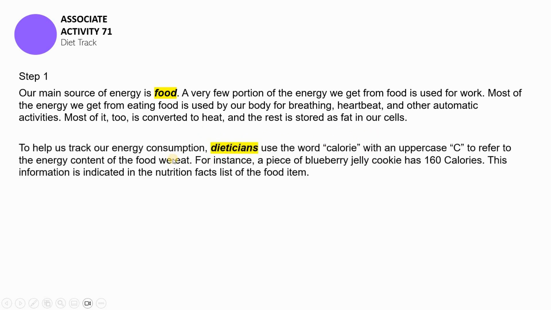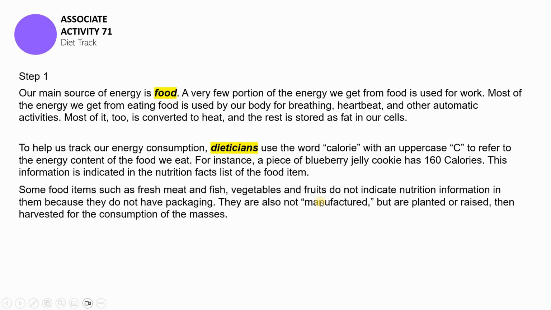To help us track our energy consumption, there are professionals called dietitians who use the word Calorie with an uppercase C to refer to the energy content of the food that we eat. For instance, a piece of blueberry jelly cookie has 160 Calories. This information is indicated in the nutrition facts list of the food item. It pays that we always check the nutrition facts as well as the ingredients, of course, of the food items that we use, especially if they are processed.